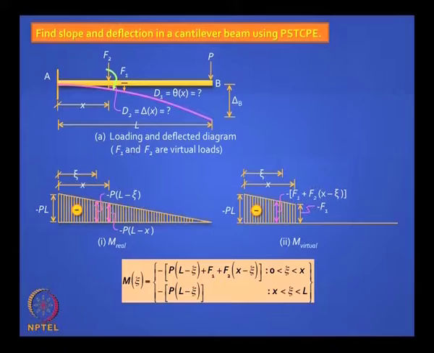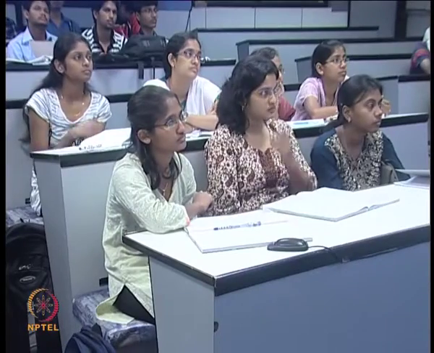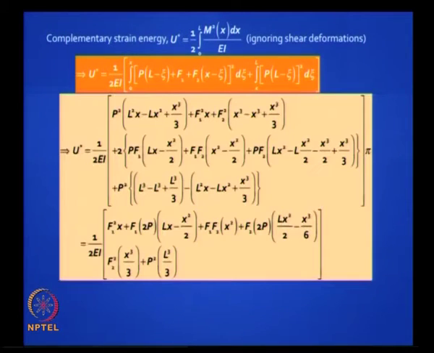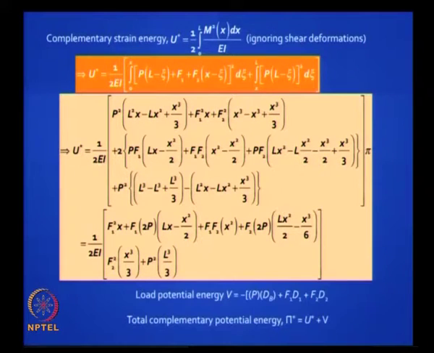So you have got this expression for bending moment at any location xi, and you can expand this ignoring shear deformations and write an expression for u star. That can be generated easily. This is u star, the full form of u star. Now this u star is a function of not only P but F1 and F2. Now you invoke the theorem.